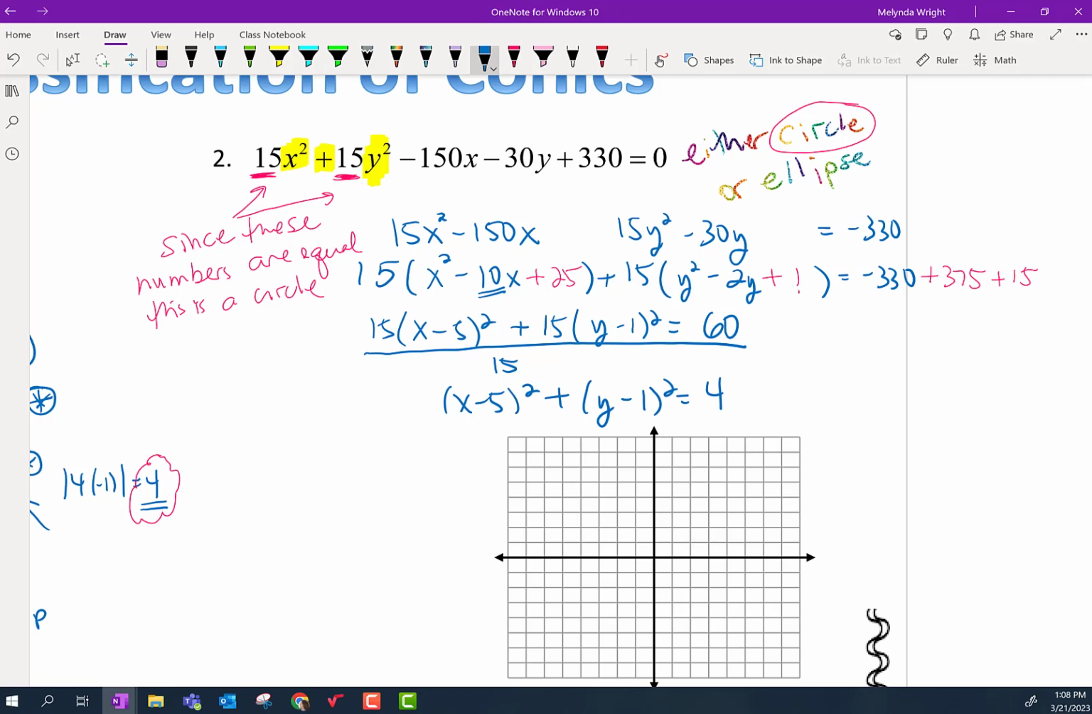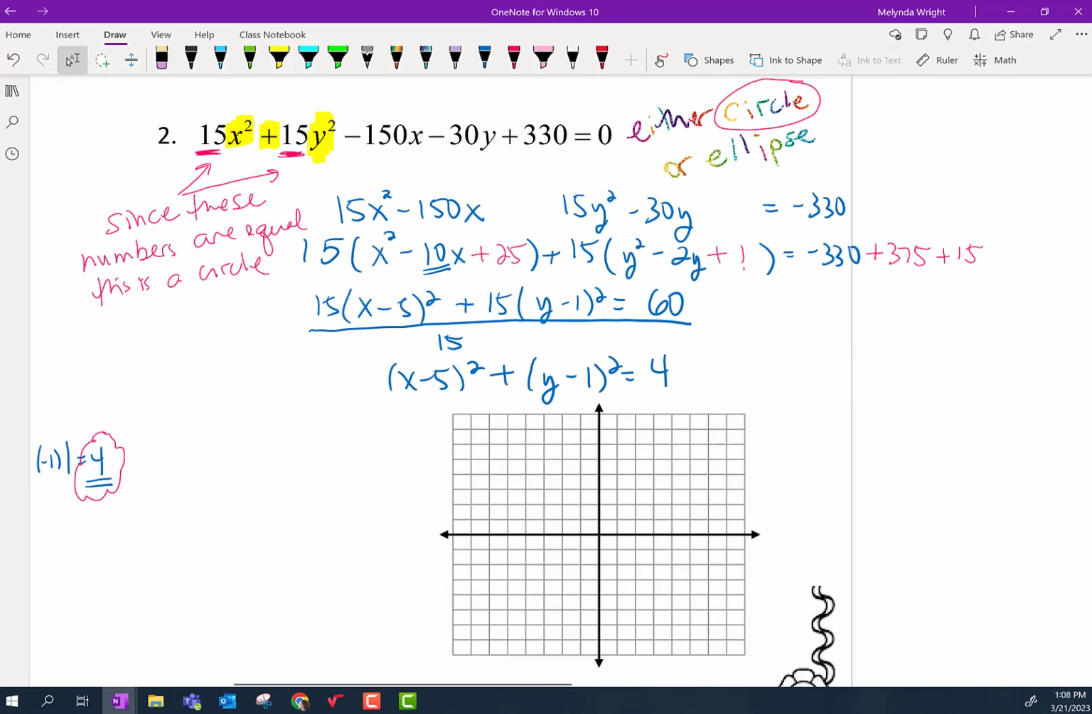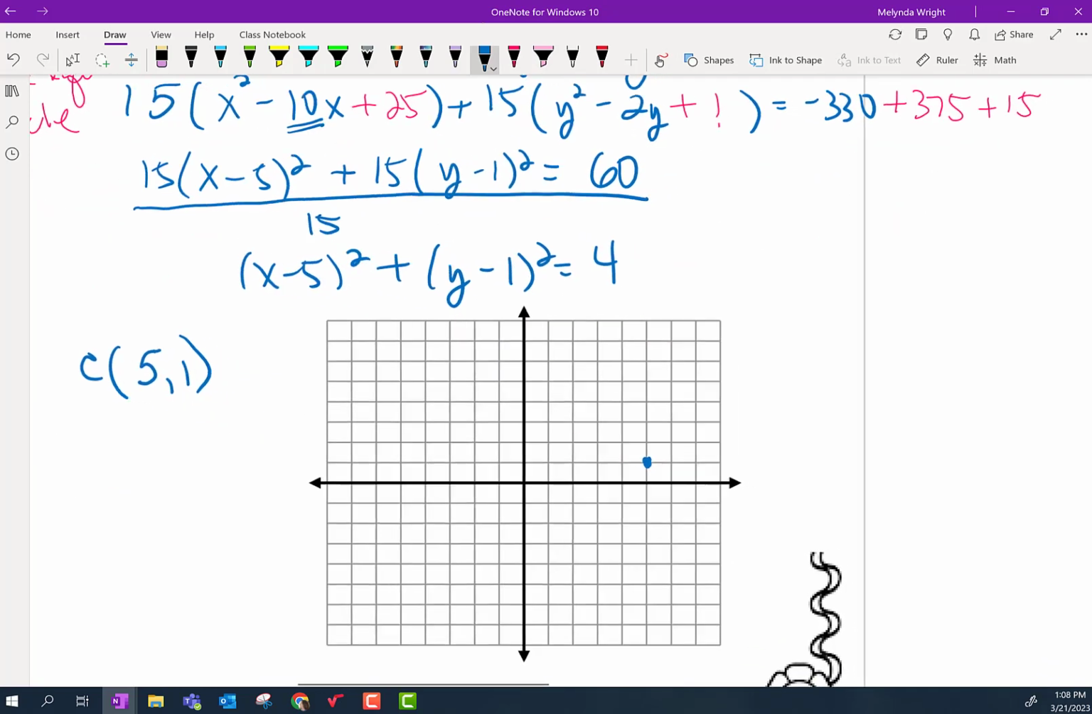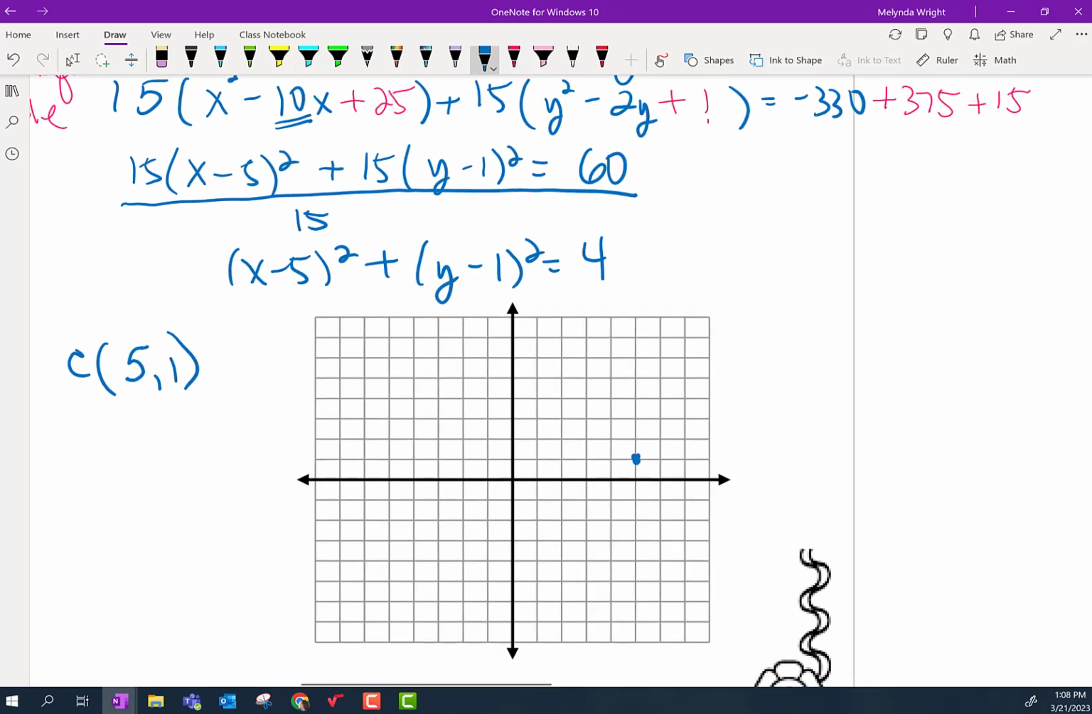Okay. So let's write out some information for ourselves. The center of our circle is going to be at 5, 1. So let's go over to 5, 1. 1, 2, 3, 4, 5, 1 right here. Our radius is the square root of this number. The square root of 4 is 2. So our radius is 2.